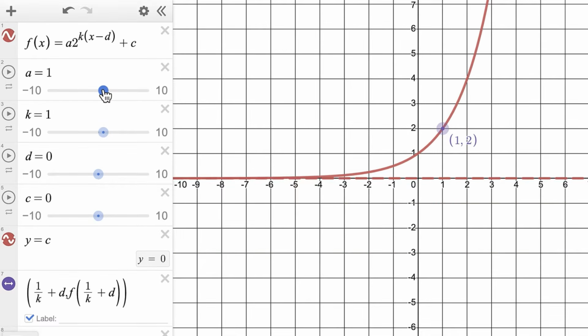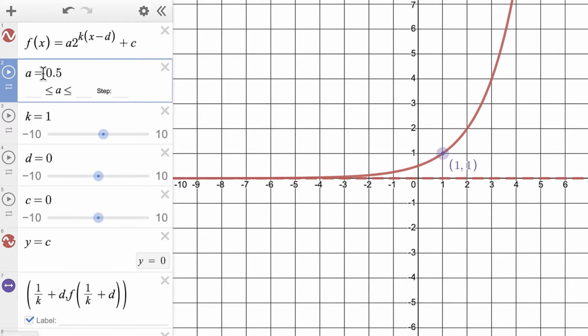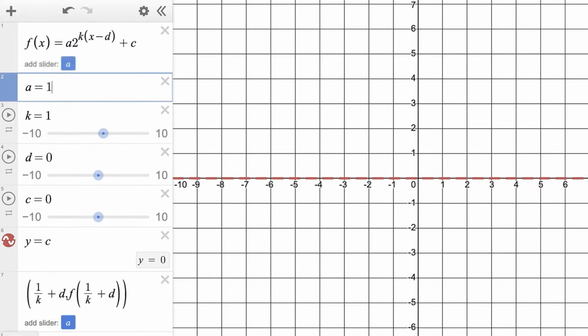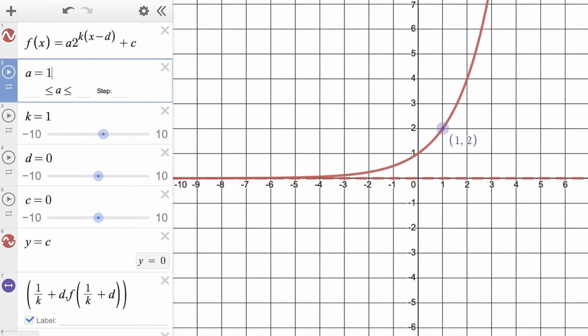The a value also does a vertical transformation, but it either vertically stretches or compresses the exponential function. If a is bigger than 1, so like up to 2, notice there's a vertical stretch. All the y values double. But if a is between 0 and 1, so let me make it a half, notice there's a vertical compression. The y values get cut in half. If I make a negative, the same thing happens, it just vertically reflects the function as well. Let me set a back to 1, and let's look at the horizontal transformations k and d.